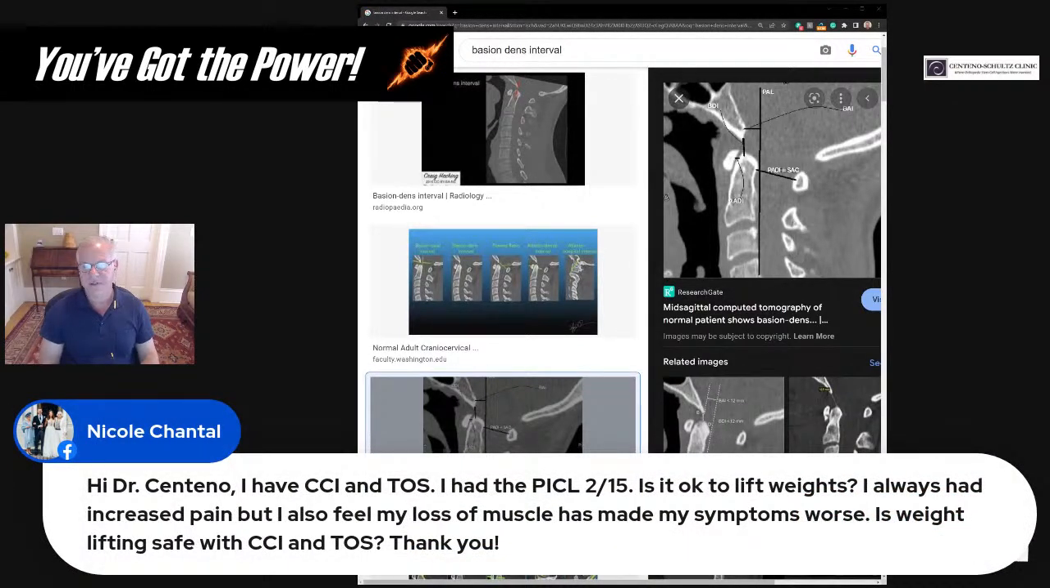Nicole: Hi, Dr. Centeno. I have CCI and TOS. I had PICL 2015, is it okay to lift weights? Always had increased pain, but I also feel my loss of muscle has made my symptoms worse. Is weightlifting safe with CCI and TOS?